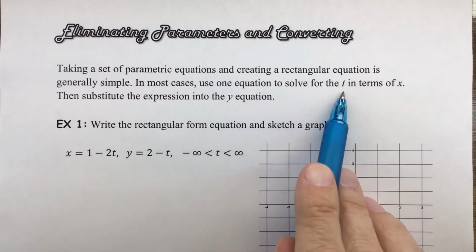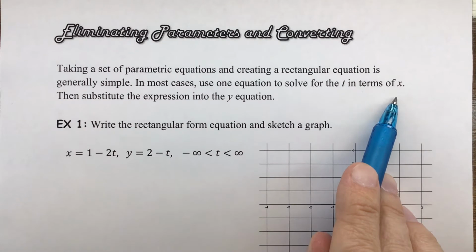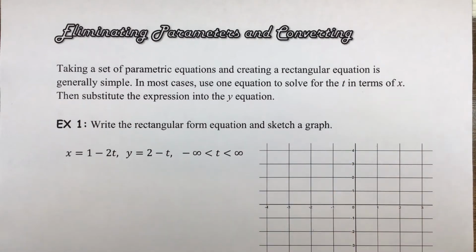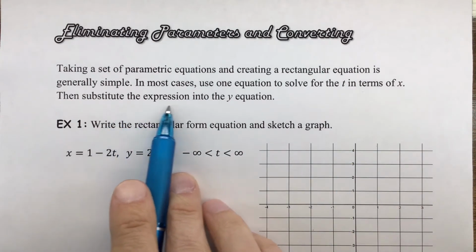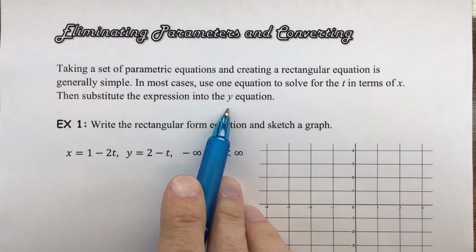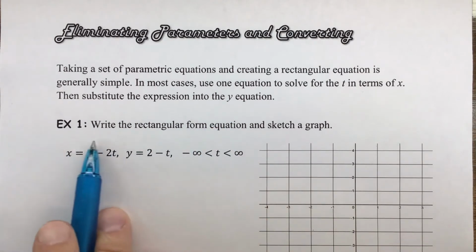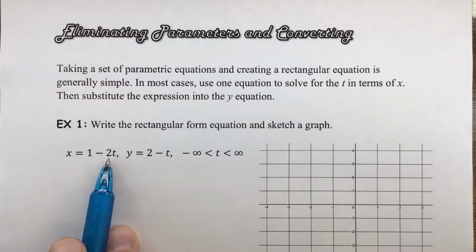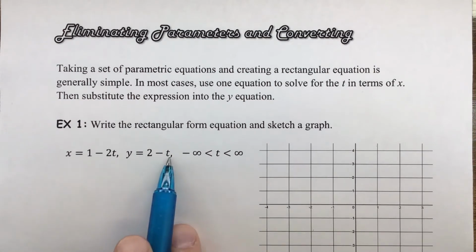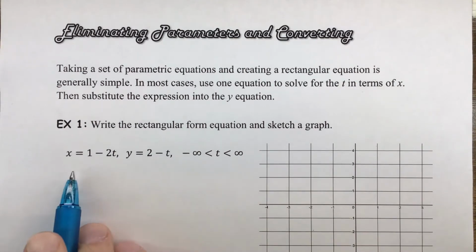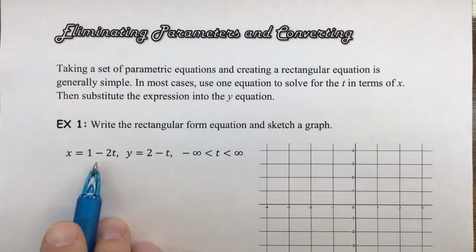what you can do is use one equation to solve for t in terms of x. Then you can take that equation for t in terms of x and substitute it into the other equation that involves y. Okay, so if we solve here for t, we'll get an expression that involves x. We can then substitute that in for the t value here and get an equation that would be y in terms of x.